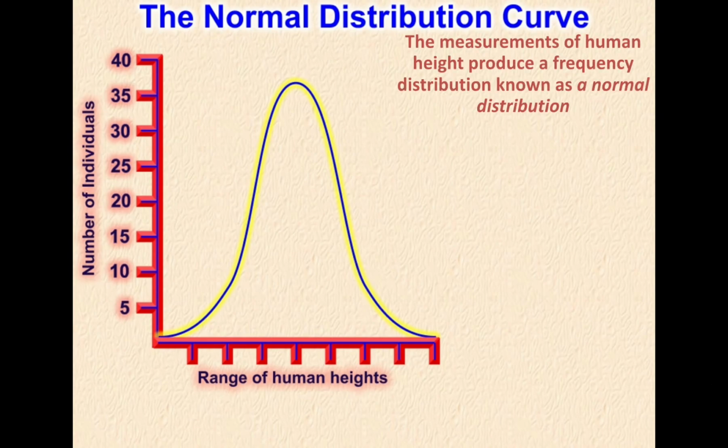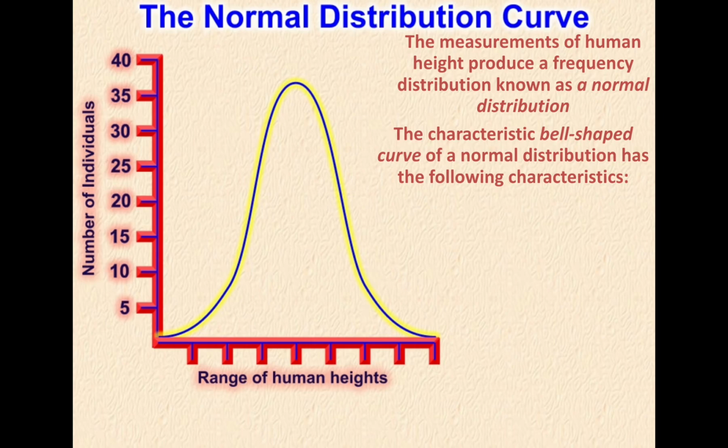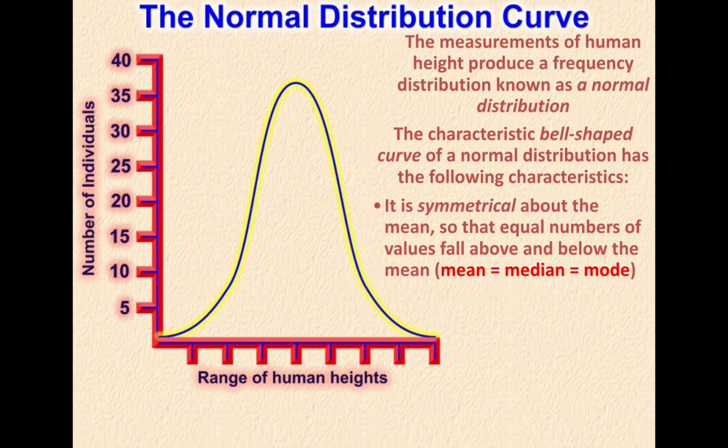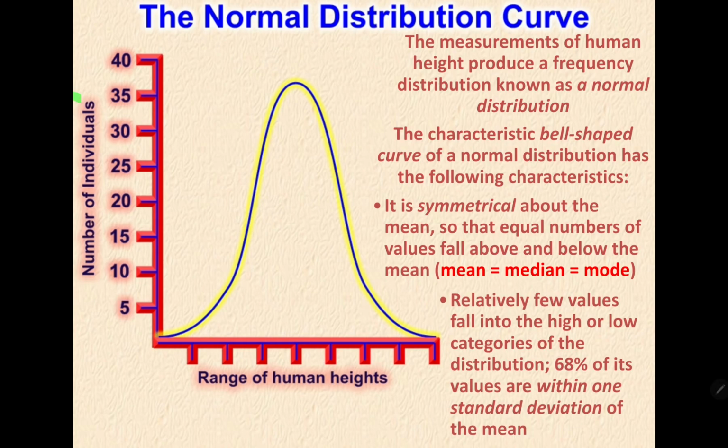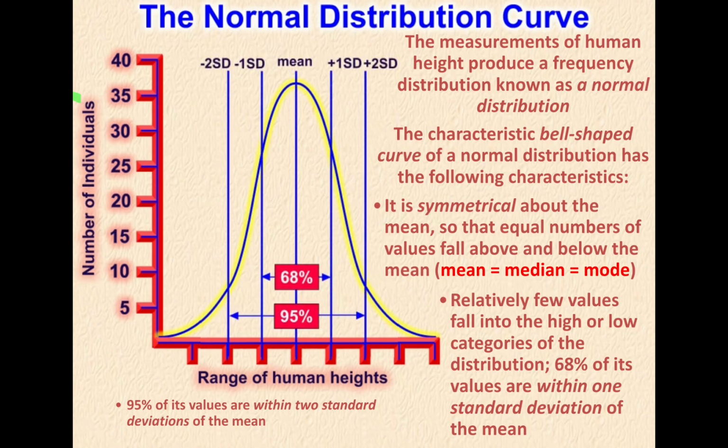So this curve is known as the normal distribution curve. And this frequency is known as normal distribution. Characteristics like this result in a bell-shaped curve with some of the following characteristics. So the graph will be symmetrical, and the mean, median, and mode will all be equal to one another. Relatively few values will fall into the extremely high or extremely low categories. 68% are within 1 standard deviation of the mean. 95% of values are found within 2 standard deviations of the mean.